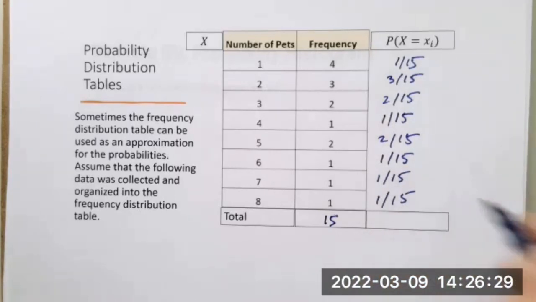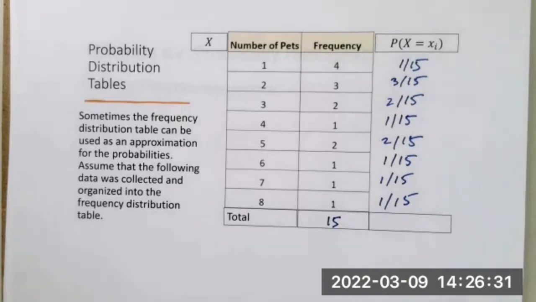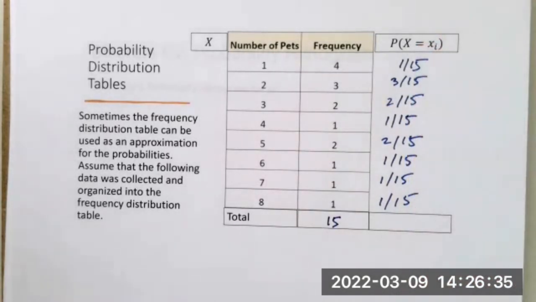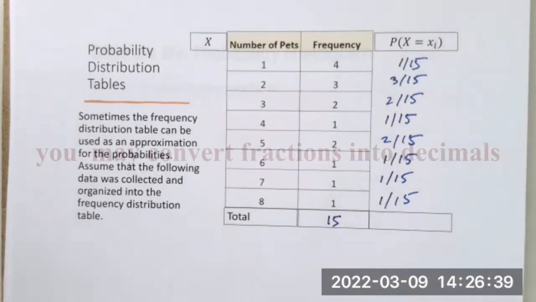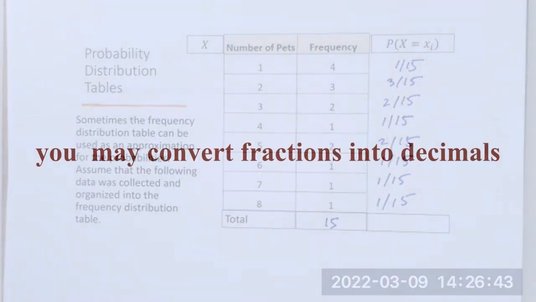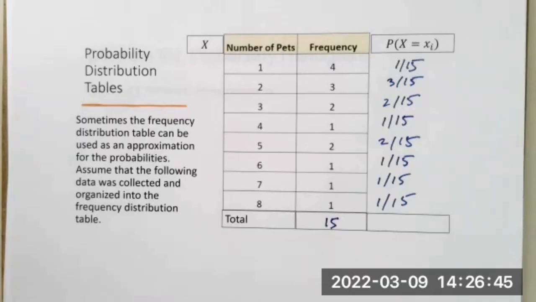And here we have a probability distribution of the number of pets. Now we can use this table to predict the probability that the next person we ask is going to have 1 pet or 2 pets or 3 pets, and so forth.